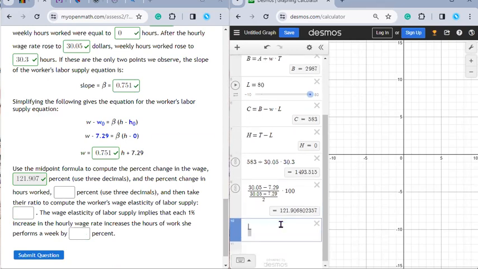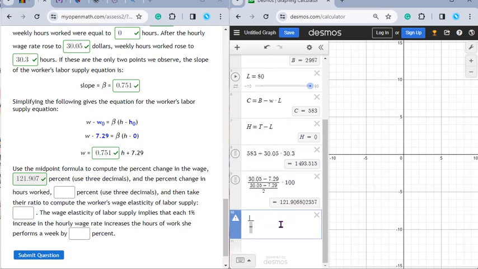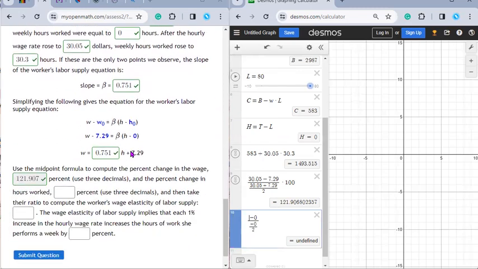So we're going to do a fraction and then a fraction. We're going to do the difference. And then we're going to add them together, and we're going to divide by 2. So hours worked was initially 0, right? Hours worked was initially 0. And then hours worked ended up where?